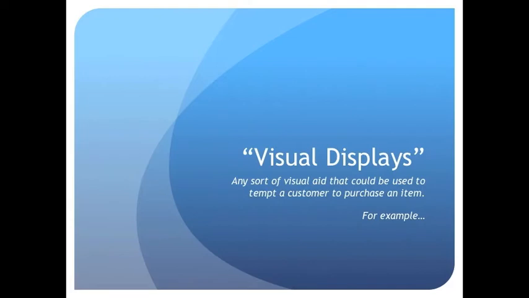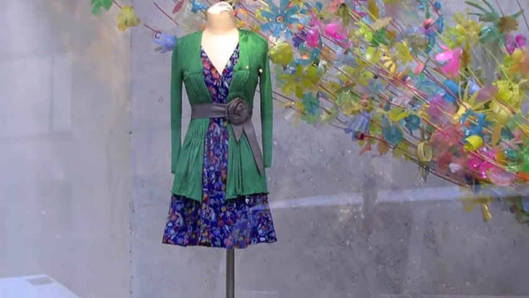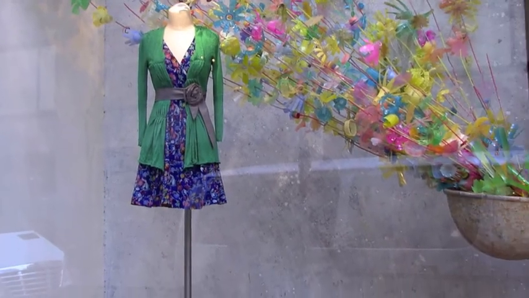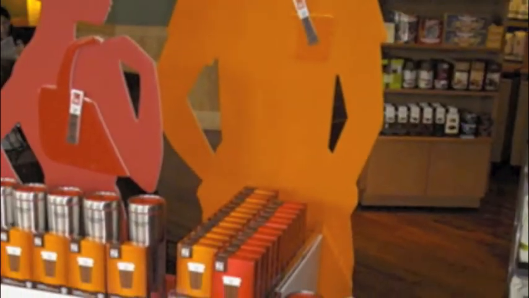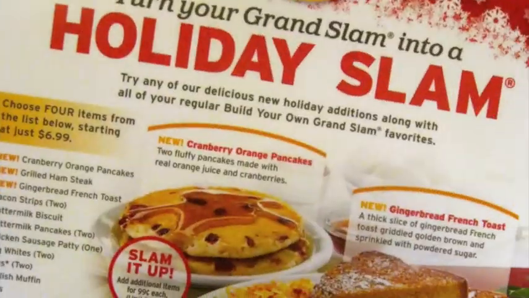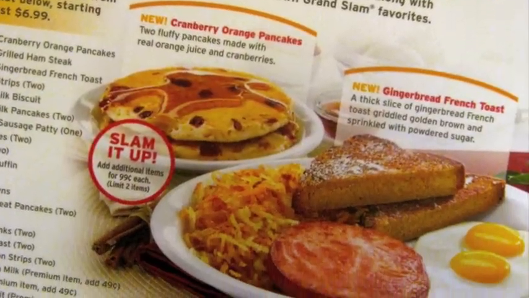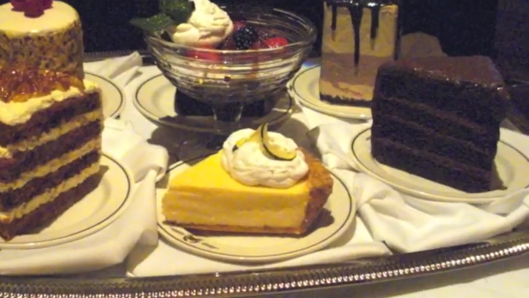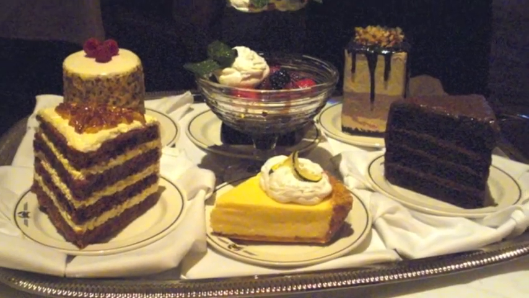For the purpose of our research, we defined it as any sort of visual aid that can be used to tempt a customer to purchase an item. For example, we've got window displays. They're used a lot for clothing stores, in-store poster cutouts and displays like those, pictures inside menus, and those fake plastic foods that you could almost pick up and eat.